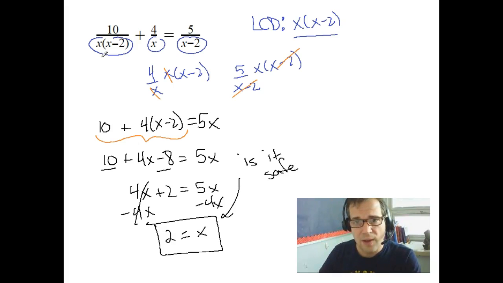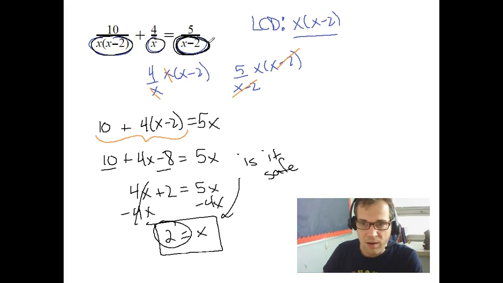If I take 2 and I revisit these denominators, I can see that that value for x will make a denominator equal 0. And we can't let that happen. If you plug 2 in here, 2 minus 2 is 0. That gives you 0 in the denominator. That can't happen. Even if I didn't notice that, if I plug 2 in here, I get 2 minus 2 is 0. 0 times anything is 0. I get a 0 in the denominator.